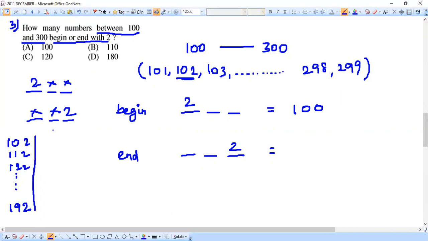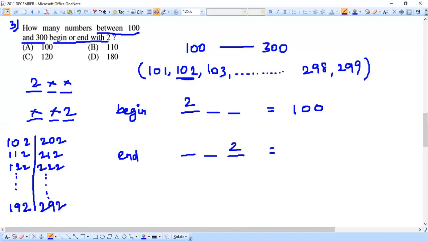Then next go for the 200s family. In the 200s family, from what number can we start? 202, 212, 222. Then it goes like this. And what would be the last number that will come here? 292. Like how we started with 102 and ended with 192, same way we can start with 202 and end with 292. Okay. So that means these are all the numbers we have which are ending with 2.